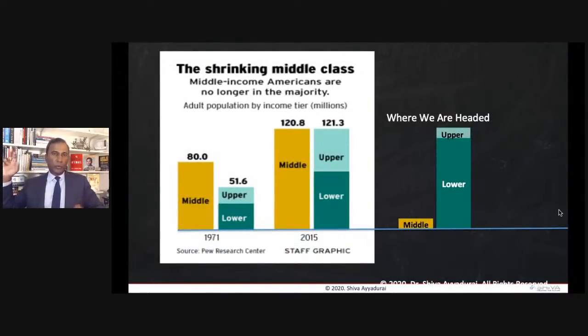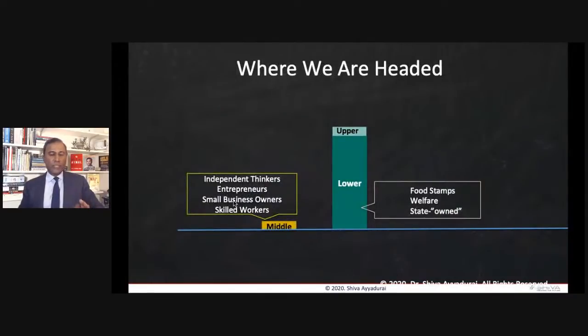Forget all the quote unquote exploding stock market. The second thing we need to realize is that the middle class is being squeezed. You can see here, the middle class used to be the majority in the 70s. Then in 2015, they became around the same as the upper and lower classes combined. And where we're headed is to this total squeezing of the middle class. The lower classes are explosively growing. Food stamps, people on welfare, they're basically becoming state-owned property.